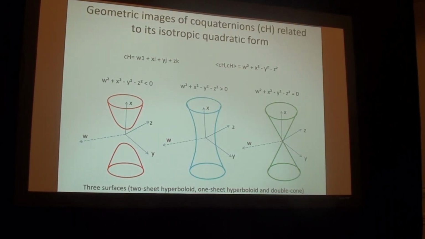Due to the indefinite metric structure of Coquaternion, the associated quadratic form may have positive, negative, and zero values, and the corresponding four-dimensional vectors have respectively positive, negative, and zero lengths. Geometrically, Coquaternions correspond to three types of surfaces: hyperboloid of one sheet, or vectors of negative length; hyperboloid of two sheets, vectors of positive length; and double cone. These are vectors of zero length. Each vector is a functional state of the system. 3D surfaces shown in the slide are projections of Coquaternion along the identity axis.